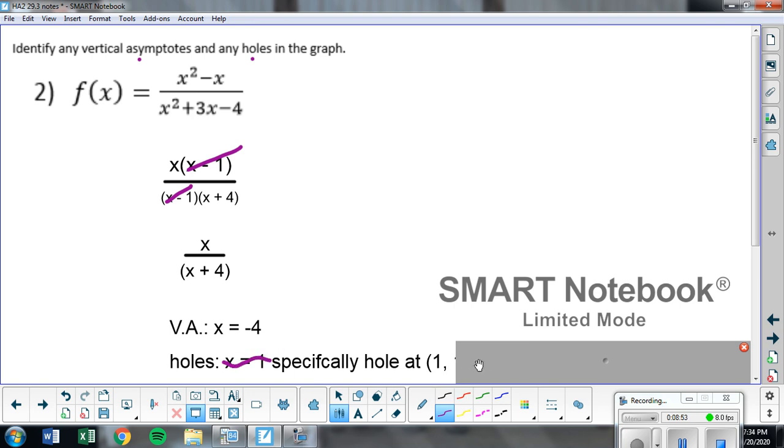Now, how do I find the rest of the point? I plug that value, that 1, in here. Because if you plug it in up here, you're going to get undefined, because 1 minus 1 is 0. So go ahead and plug in 1. So that's going to be 1 over 5 is where your hole is at. And these are your answers.